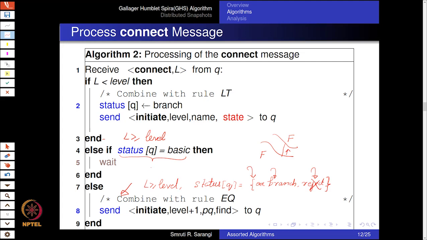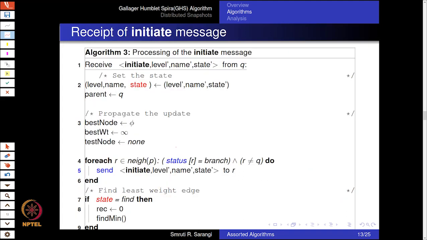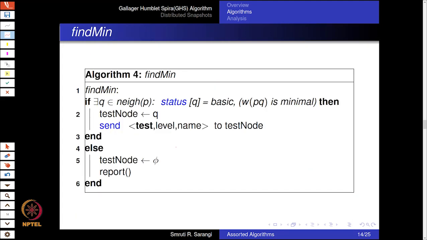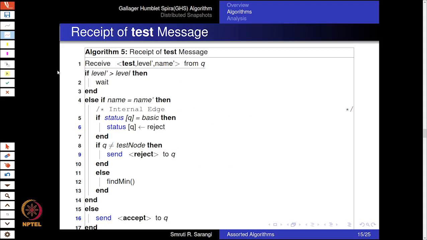Furthermore, L cannot be greater than level. This is not possible for a simple reason: for any connect to happen, it should have gotten an accept first. And if we just look at this line over here, whenever a test message is sent, in this case if L is greater than level, then it just waits.